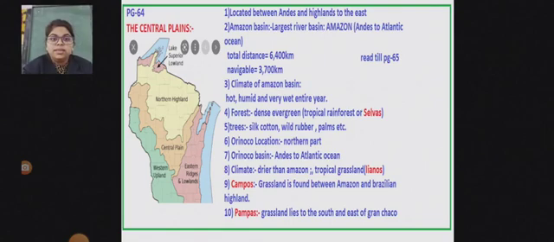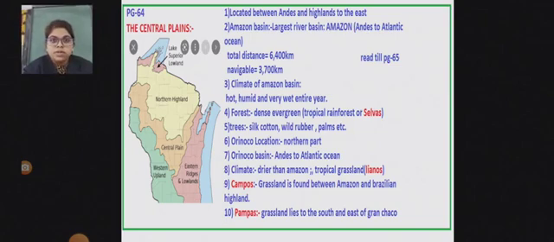The total area that Amazon basin covers is 6,400 kilometers, while humans can only navigate till 3,700 kilometers. So it is just like 60% approx that we can navigate, and the rest 40% is not navigable at all. The climate of Amazon basin is hot, humid and at the same time very wet. And this particular climate is followed exactly the same way for the entire year.